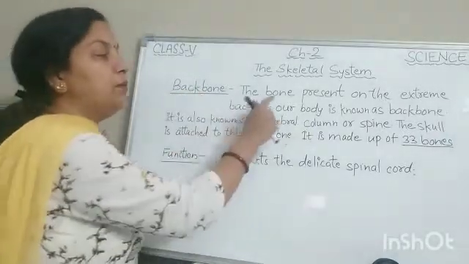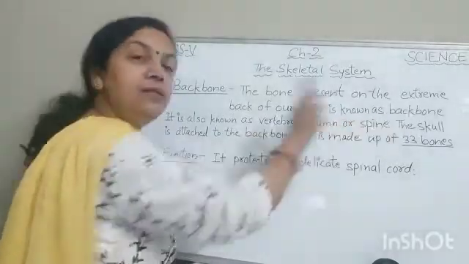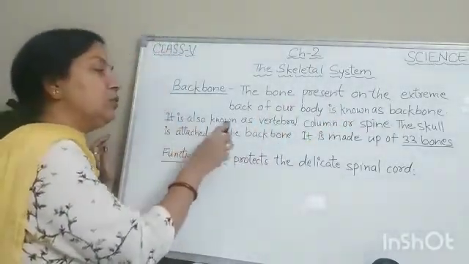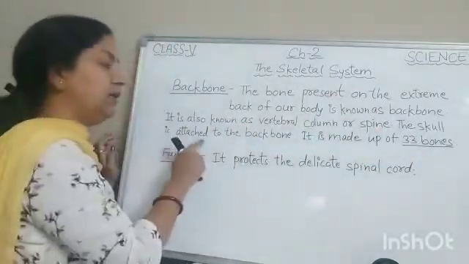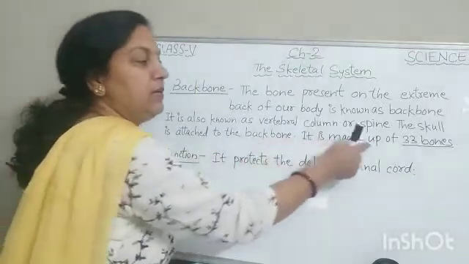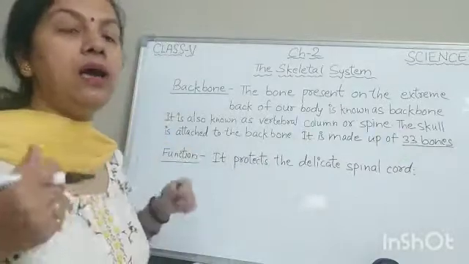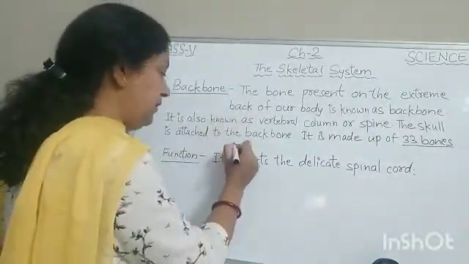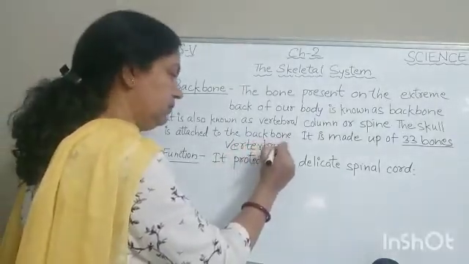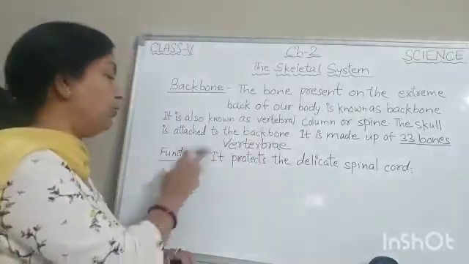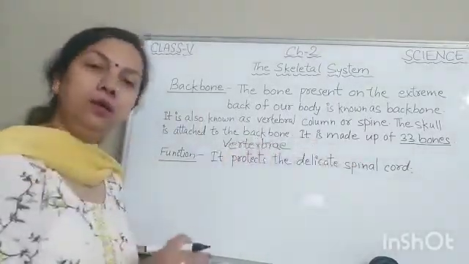What is backbone? The bone present on the extreme back of our body is known as backbone. It is also known as vertebral column or spine. The skull is attached to the backbone. It is made up of 33 bones, and these 33 bones are known as vertebrae. And the function of the backbone is it protects the delicate spinal cord.